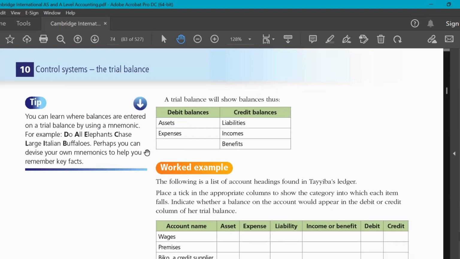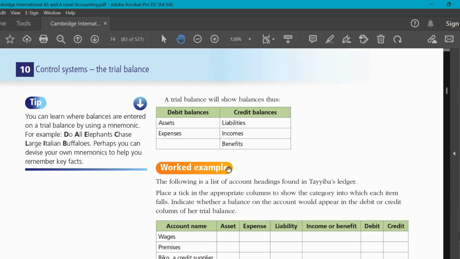So this is the summary of the trial balance. All the debit balances are the assets and expenses; credit balances are liabilities, income, and benefits. There's also a tip on this side. Do all elephants chase large Italian buffaloes? D means debit, assets, expenses. C means credit. And then you have large liabilities, I, incomes, and B, buffaloes, of course, the benefits.